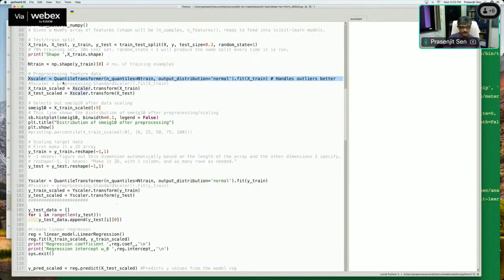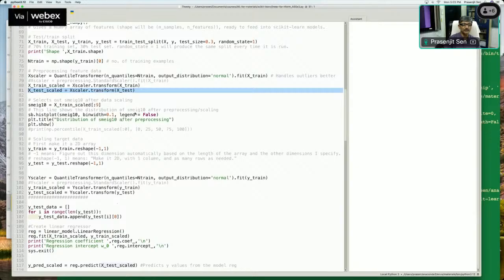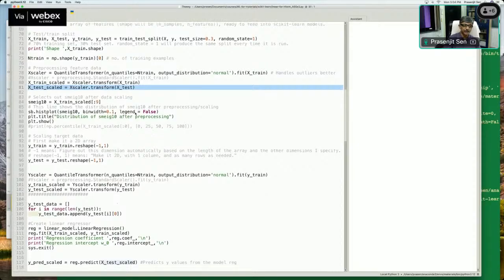So this defines the transformer. Using this data, the transformer will be found out. And once the transformer X scalar is found, we have to transform the training data and then the test data. And this is the syntax using which you transform your data. So X train is transformed to X train scaled, and X test is transformed to X test scaled.